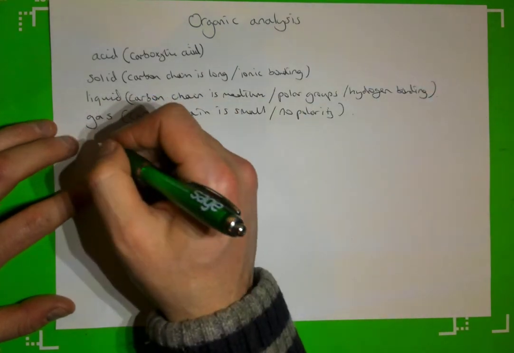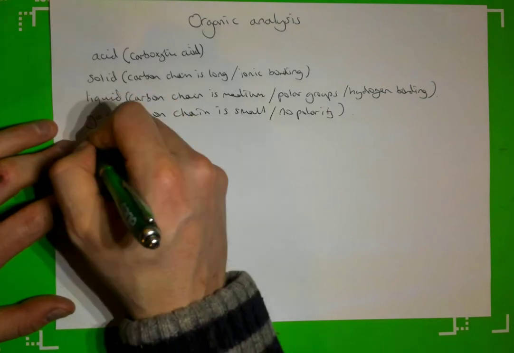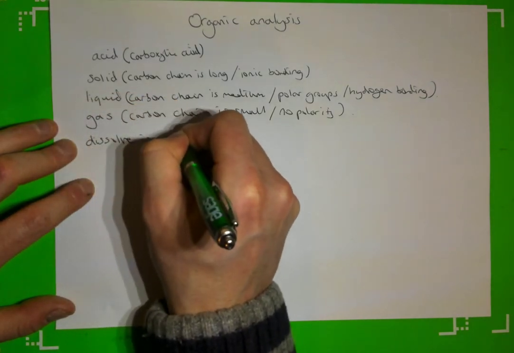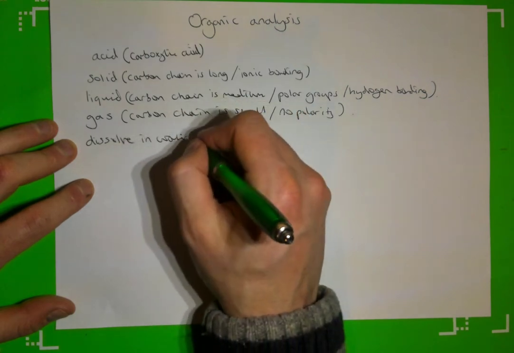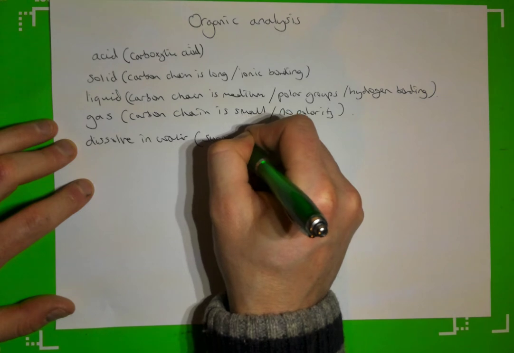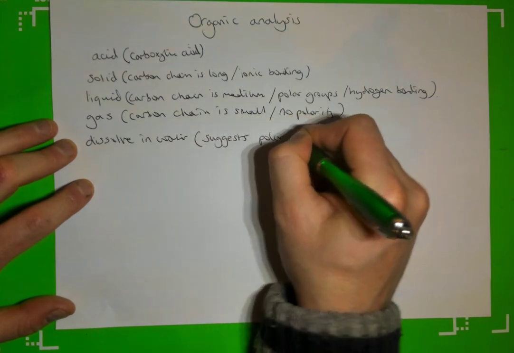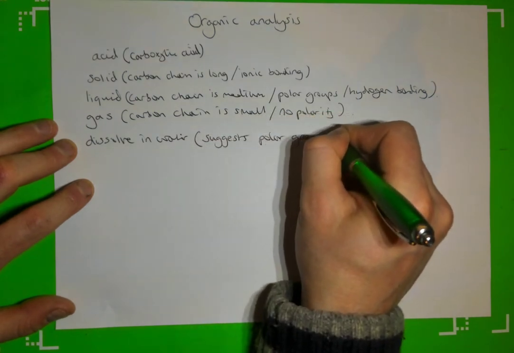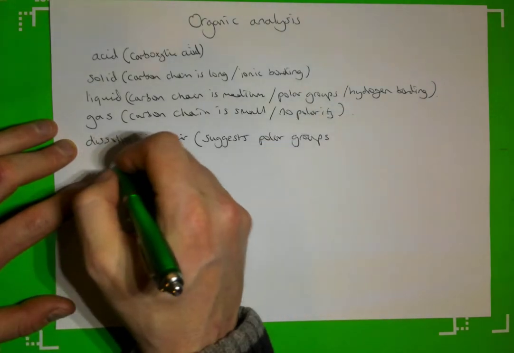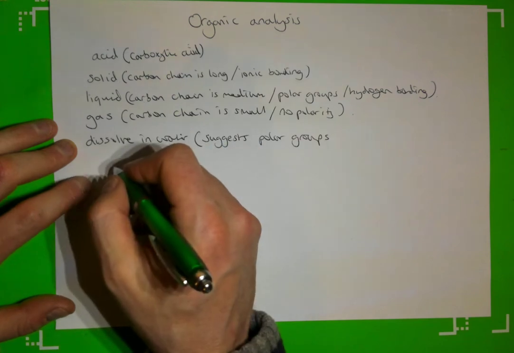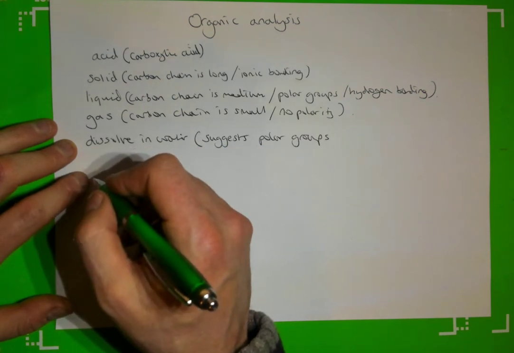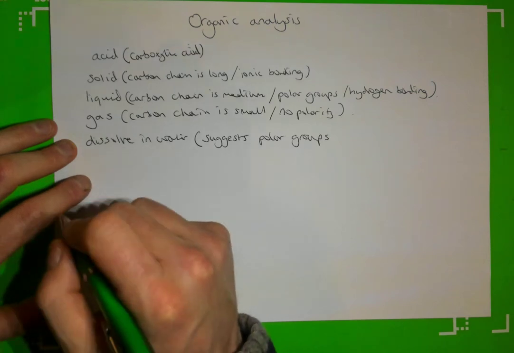You might want to ask yourself the question, does it dissolve in water? If it dissolves in water, that would suggest that it has polar groups, for example, a C double bond O. If it does not dissolve in water, for example, if it dissolves in a non-polar solvent, for example hexane, it would suggest non-polar groups.